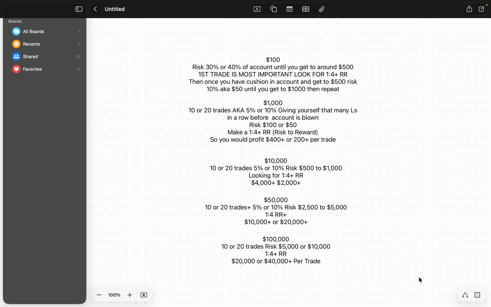Anything under like 5-10 racks is really considered a small account. A big account ain't really big until you get around the 50K, 100K range. That's considered a big account. Anything above 100K is really a big account, because that's what most profitable traders usually play around with.